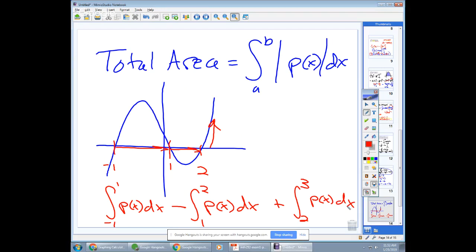Wait, so you subtract the opposite? Yeah, negative, because this is going to give me a negative area, so this says take the opposite of that negative area. Okay, it makes it positive. Yep. That's what the absolute value tells us to do. So you've got to look at the graph. If it says total area or total change, total distance, something like that.